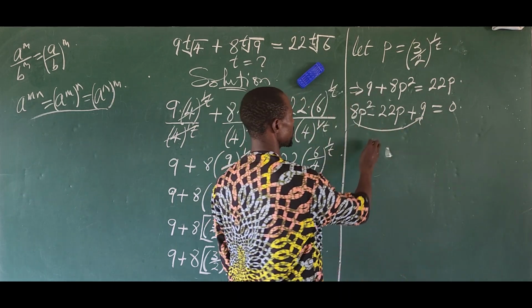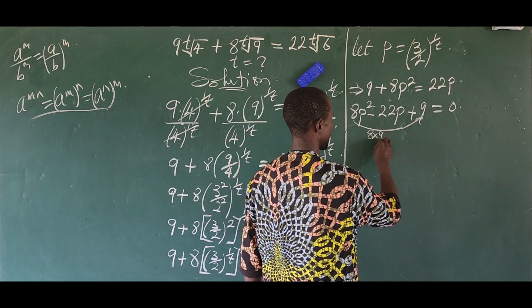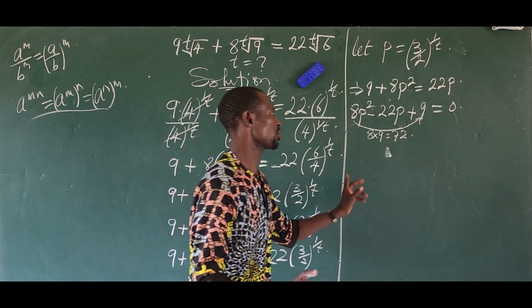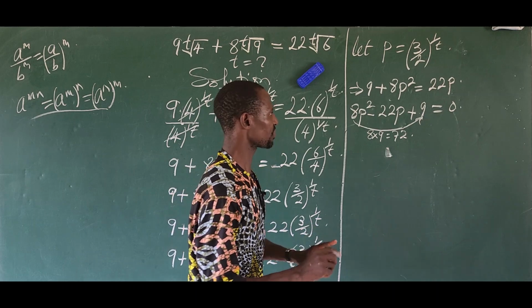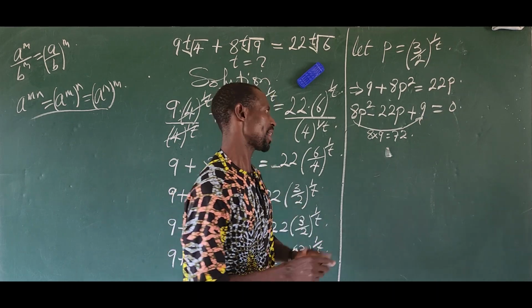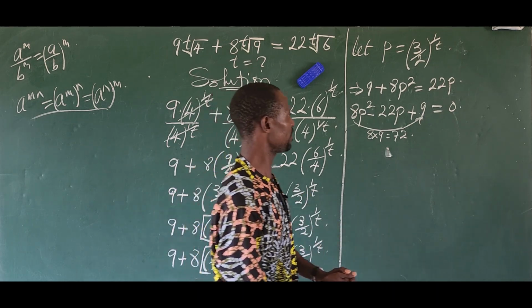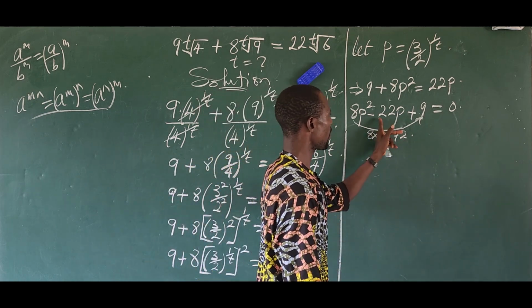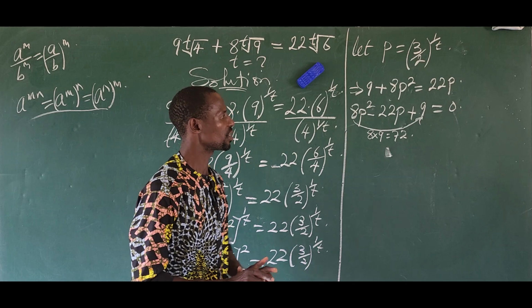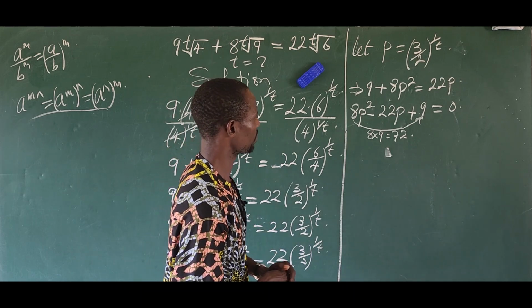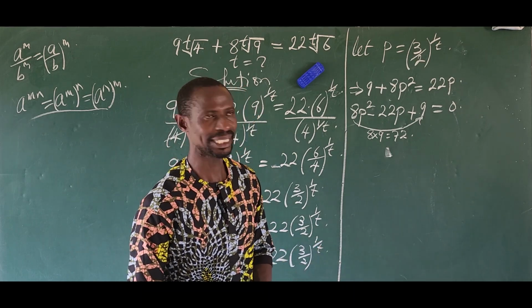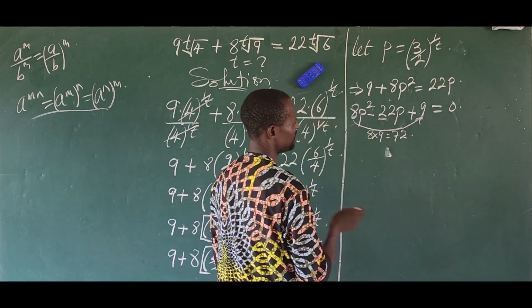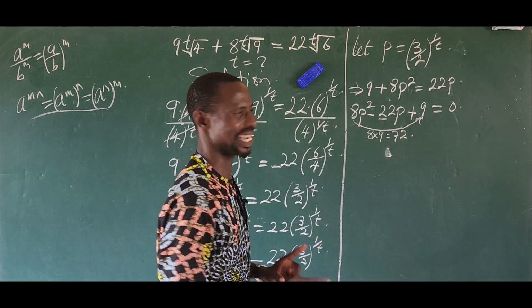Okay? So if we use 8 times 9, this will give us 72. So what are we going to do here now? We want to look for two numbers from the factors of 72 that when we multiply together will give us 72, and when we add that together will give us minus 22. So that will give us 4 and 18. 4 and 18 will give us what we need. So we have to rewrite this middle term here, and it's going to be minus 4 minus 18.